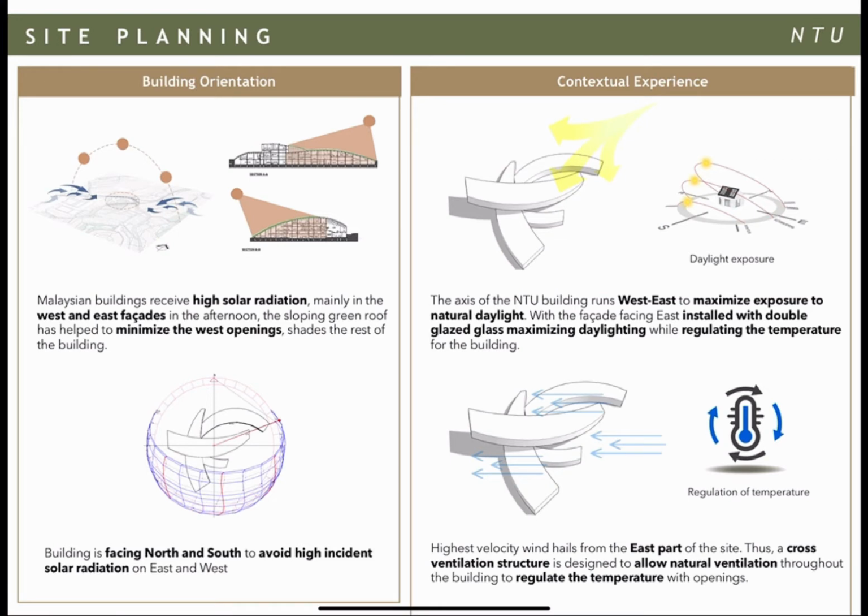With the facade facing east, they install double-glazed glass to maximize daylighting while regulating the temperature for the building. The highest velocity wind hails from the east part of the site. Therefore, a cross-ventilation structure is designed to allow natural ventilation throughout the building to regulate the temperature with openings.